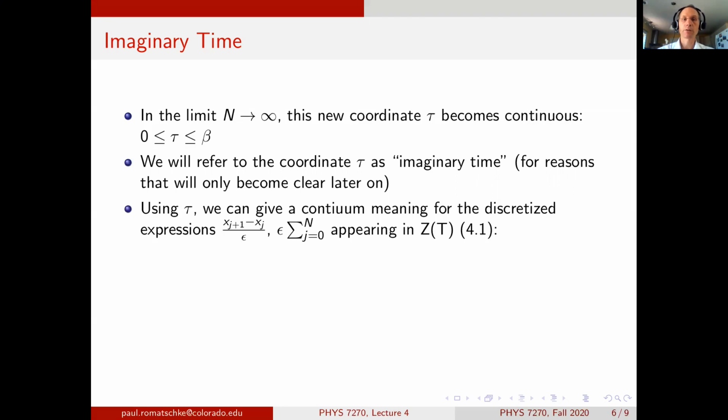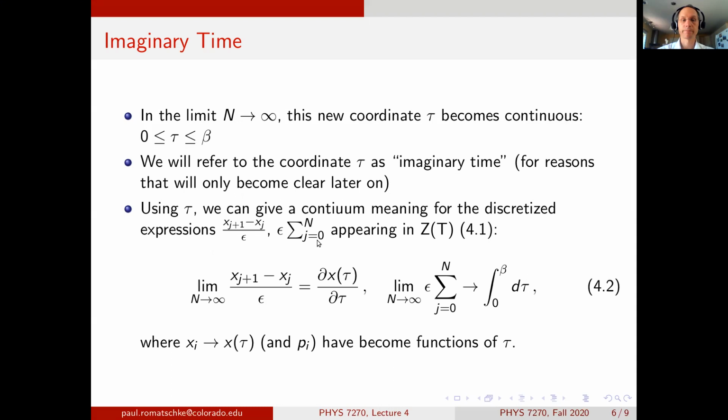Using tau, we can give continuum meaning to these discretized expressions that appeared in the partition function, equation 4.1 above. In particular, I draw your attention to this difference, xj plus 1 minus xj, over epsilon, that will turn into a derivative, and the sum over j from 0 to n times epsilon, which will appear as an integral. So this is the formal continuum limit of this difference. It's just the derivative of x, now as a continuous function of tau, derivative with respect to tau, and the sum here becoming an integral from 0 to beta d tau.